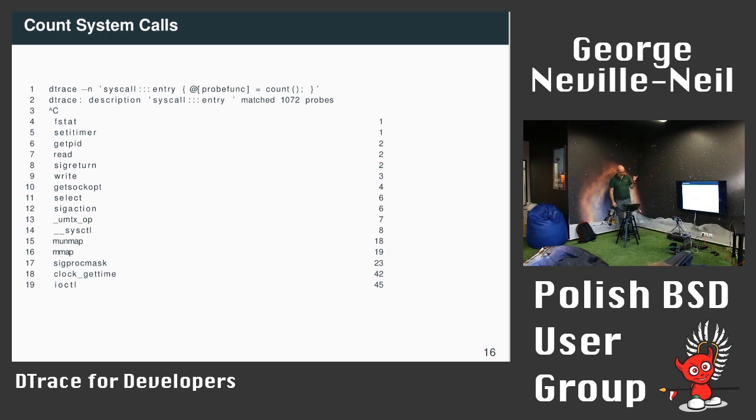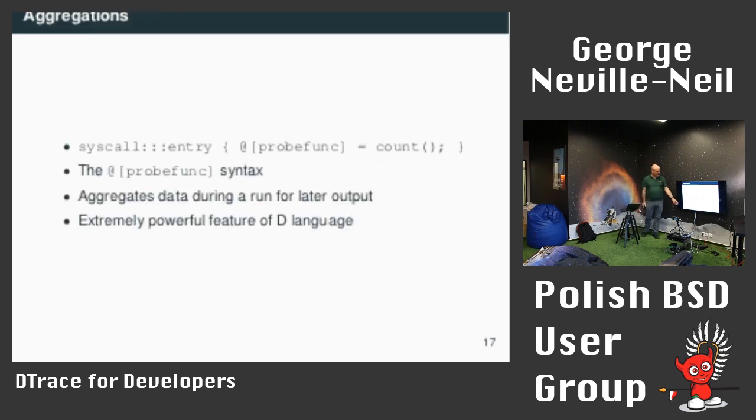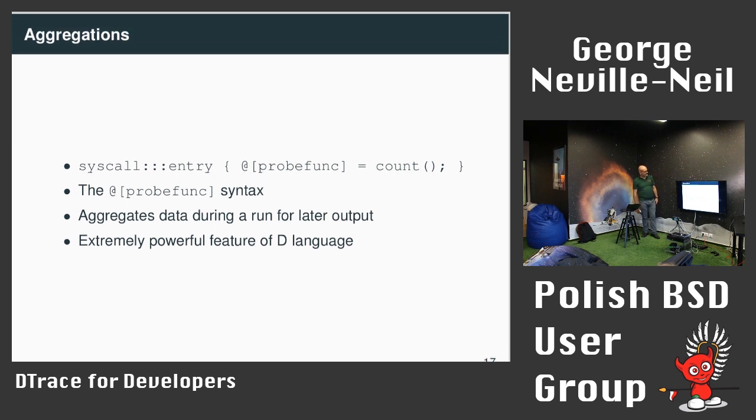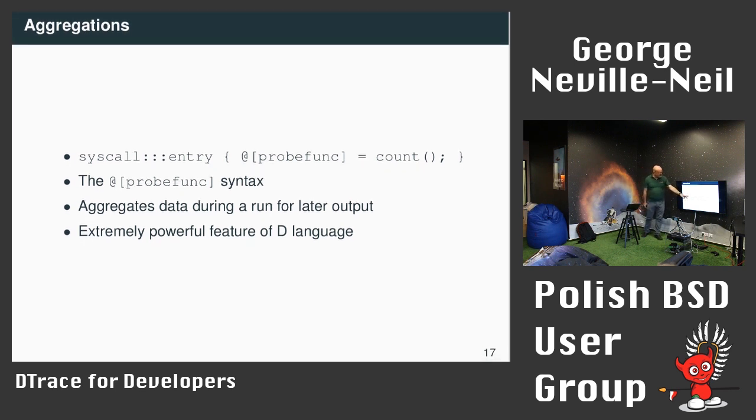So I want to talk about aggregations because they're one of the most powerful things in D, especially for analysis. If you just want to see what arguments are going by really quickly, that's simpler. But aggregations give you the ability to do a whole bunch of interesting analysis of a running system. So that's this at probe func syntax. Now you can make an aggregation without anything here, and that would be sort of like a simple count. But the idea is that it aggregates data during a run for later output.